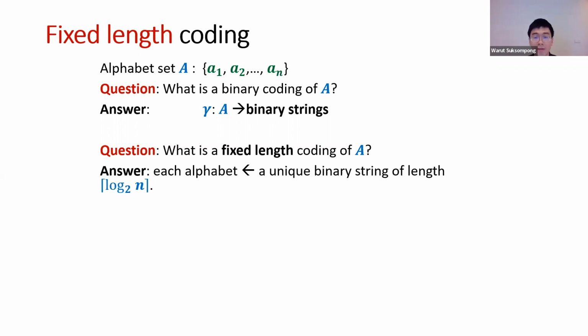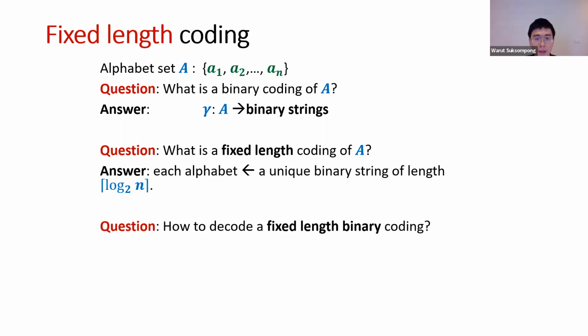But if you have 5 characters, A, B, C, D, E, then 2 bits would no longer be sufficient. You need 3 bits, because with 2 bits you can only encode 4 characters. So with a fixed length coding and an alphabet of size n, you need the ceiling of log base 2 of n bits.